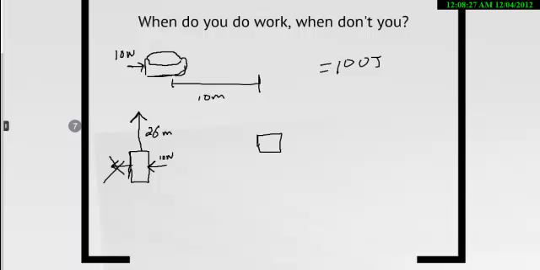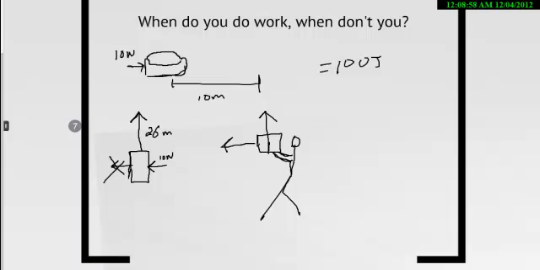Let's say there's a person carrying a box. This person carries a box all the way across the room. It could be a heavy box, and they say, well, do you do any work on the box? A lot of times your textbook will say, no, you don't. Why do they say that? Because your hands are mainly applying a force upwards on this box, and the box is moving to the left. Therefore, you wouldn't actually do any work on it.